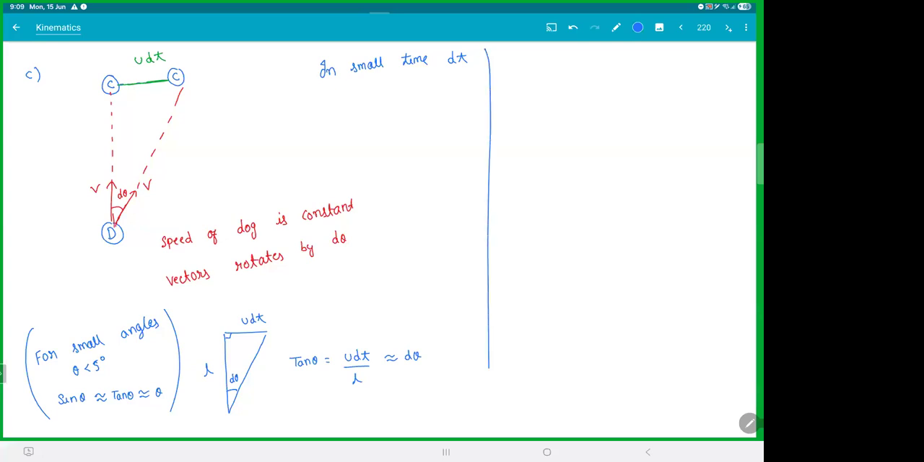Now, if you look at the velocity vectors here, what happened? Initially, it was v. So think of it like this. This was v and this was v. This would be your change in velocity vector, delta v.